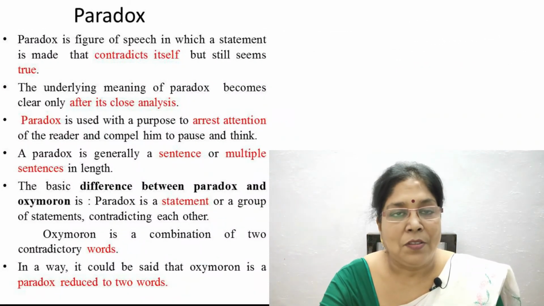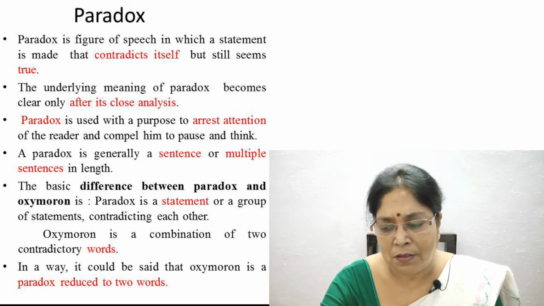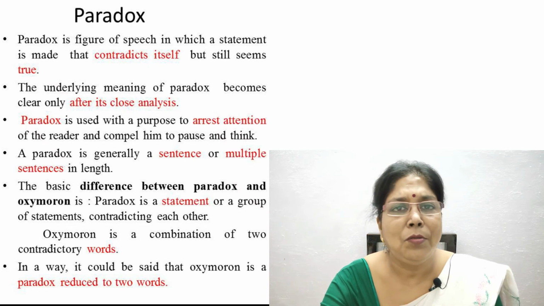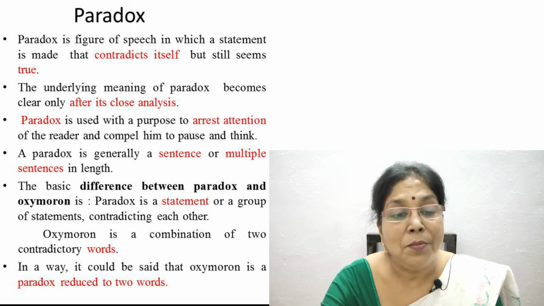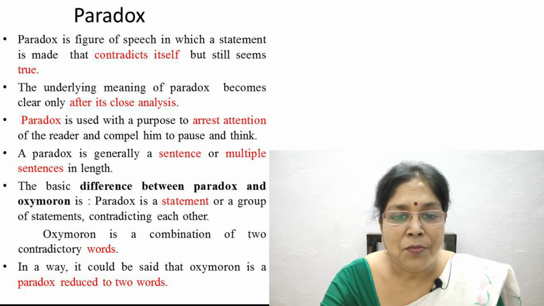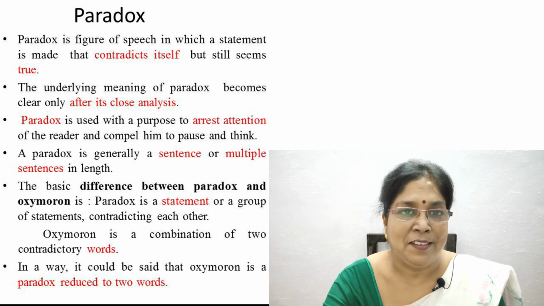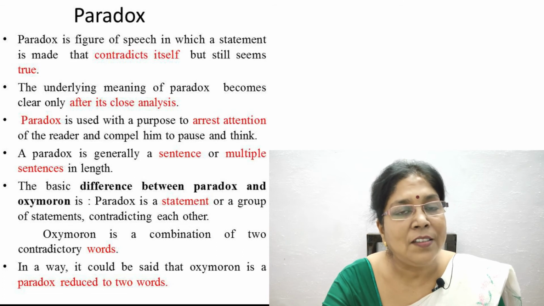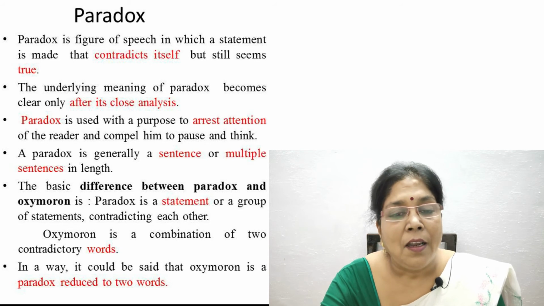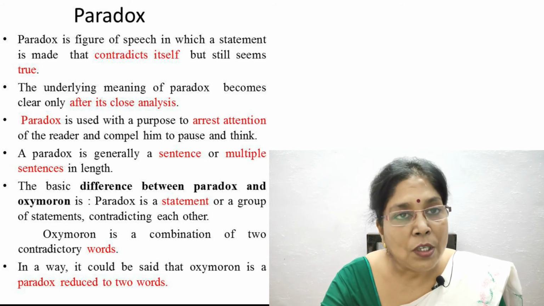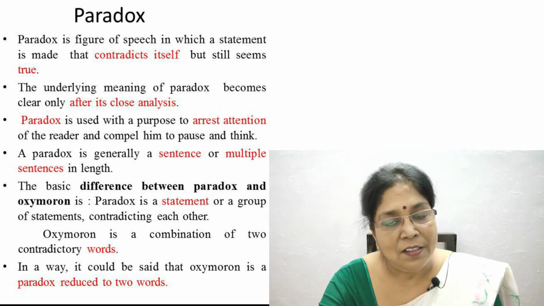Now come to paradox. Students, there is a little bit of confusion amongst these students. I have noticed that they are unable to understand the difference between oxymoron and paradox. So try to understand and be careful when reading it. Paradox is a figure of speech in which a statement is made, not words. In oxymoron, there were contrasting words, but in paradox, there is a statement, and the statement has two contradictory ideas put together, but it still seems true.